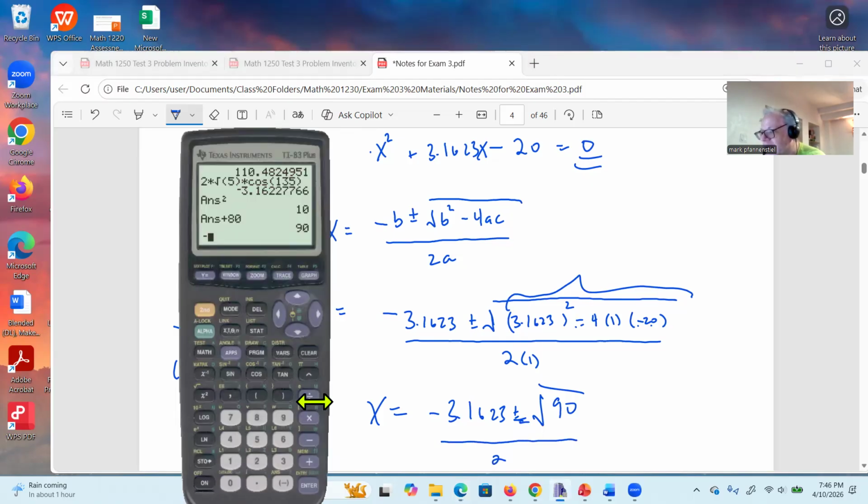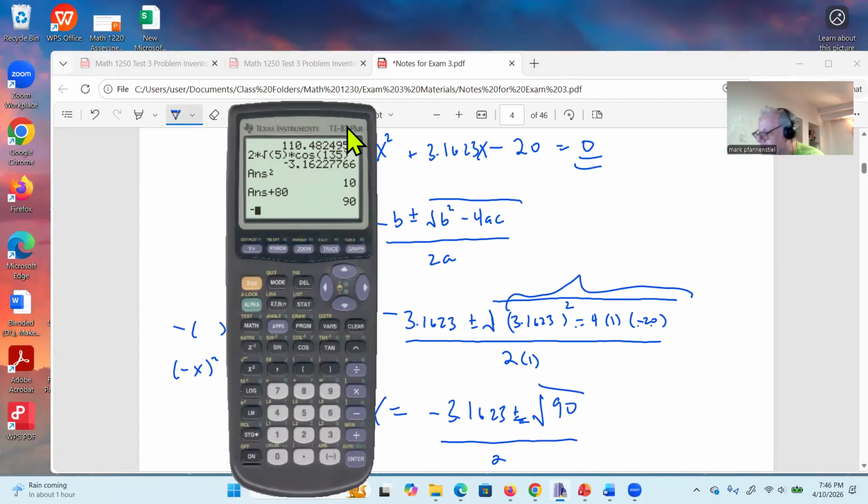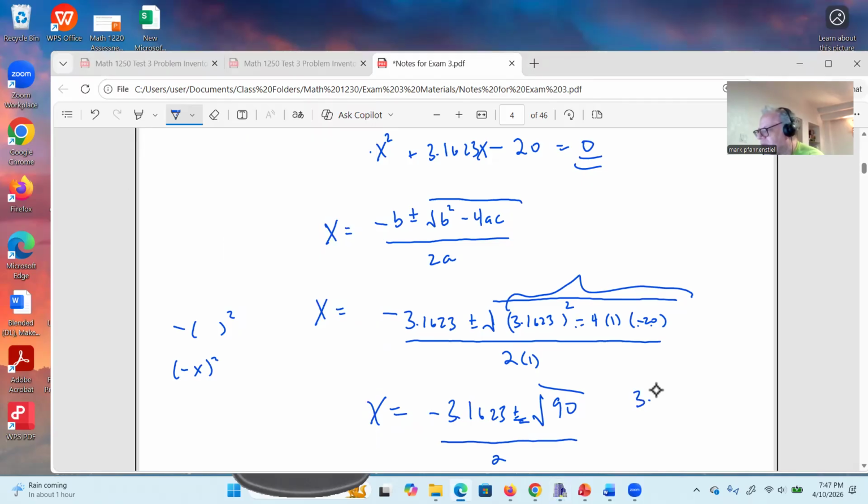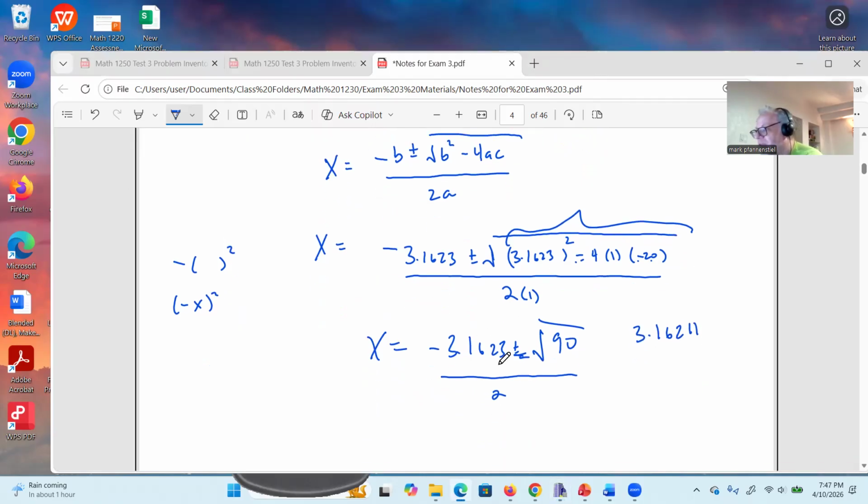All right, so let's go ahead and type this stuff in. So I need the square root of 90. So we're going to say negative, let's clear. Okay, we have negative, no, not that kind of negative. I want negative 3.1623 plus the square root of 90, second function, square root 90, and parentheses, equals, and I'll take care of the first little bit of this thing. Divided by 2, all right? Oh, we got 3.16211.